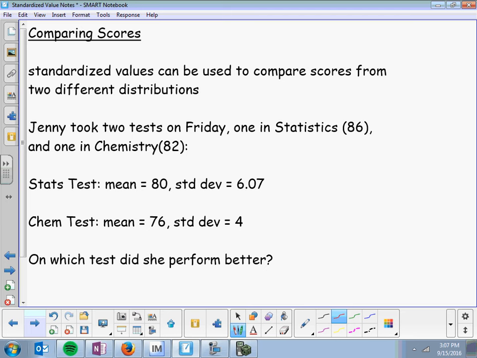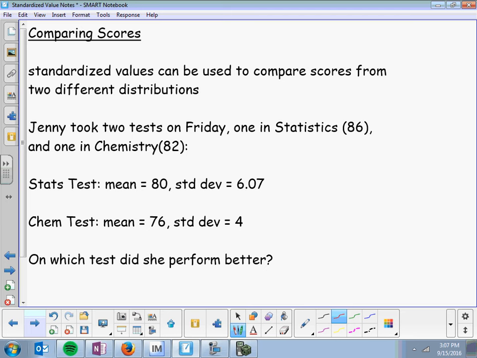Anyways, Jenny took 2 tests on Friday, one in statistics where she got an 86, and one in chemistry where she got an 82. And the question is, on which test did she perform better? Of course, on initial inspection, you see an 86 is higher than 82. Obviously, she did better on the statistics test. Let's look into it a little bit closer.